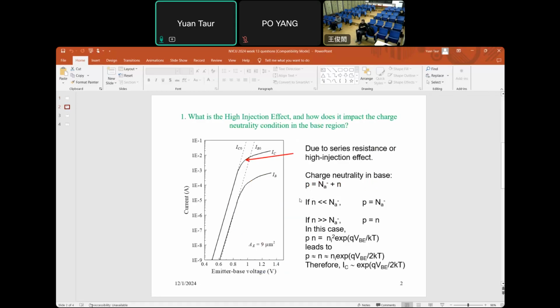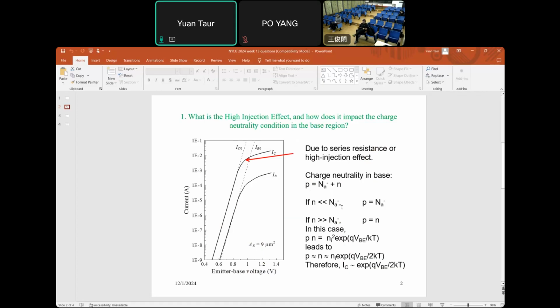It asks about the high injection effect. So for a BJT, high injection means that the electron injected from the emitter into the base exceeds the base doping. Okay, base doping is Na.